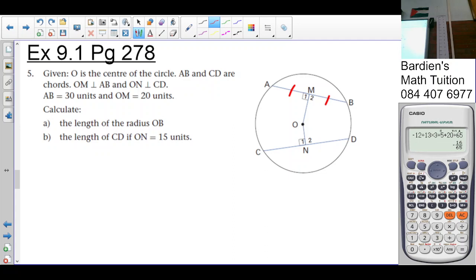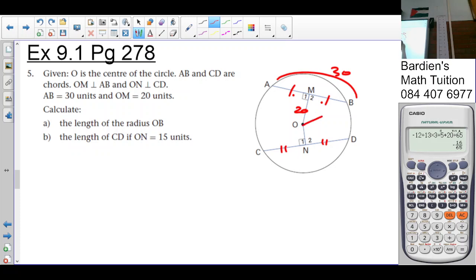Okay? We are then told that OM is perpendicular to AB, ON is perpendicular to CD, which means to say those lengths are equal. Why do I mark that differently? It says CN is equal to ND, which is a different length to AM and MB. Okay? We are told that AB, that length is 30, so of course 15, 15 if needed, and OM is 20. Right? The question says calculate the length of OB.